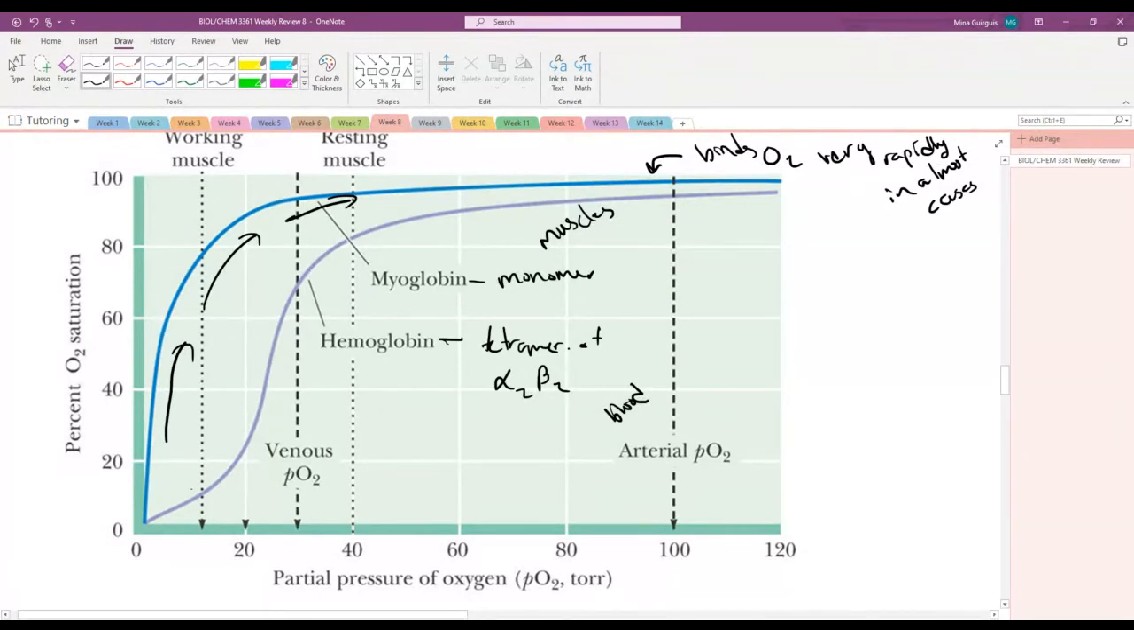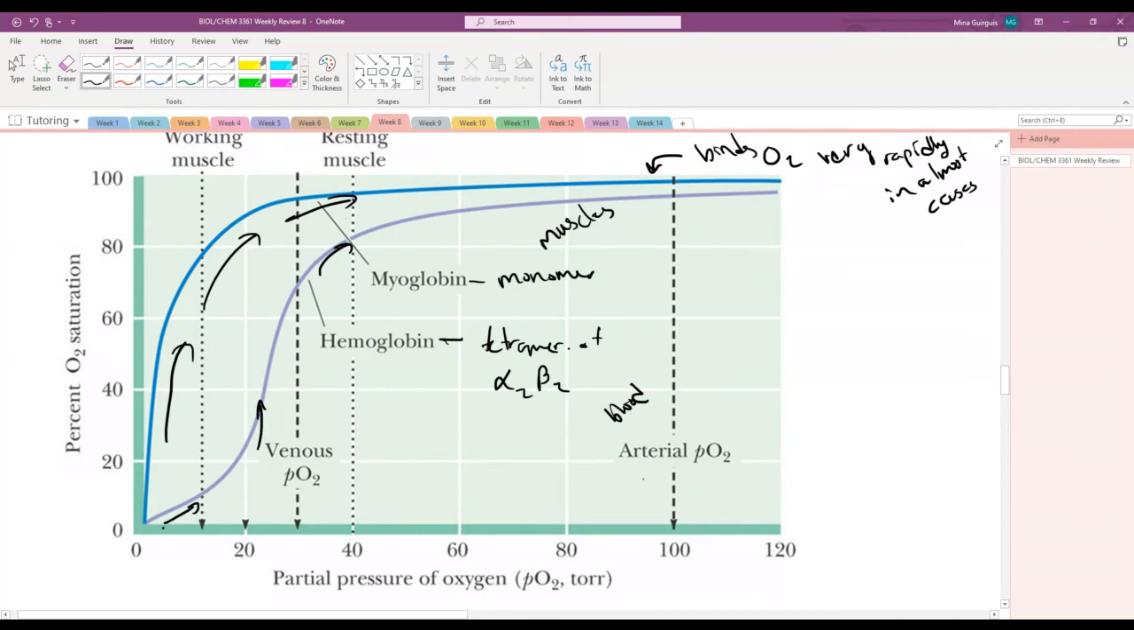Hemoglobin, on the other hand, shows that sigmoidal shape. This is that S shape that I was trying to draw. It starts off relatively flat, then it shoots up, and then it flattens again. That's the shape I was trying to draw that I think I did poorly. That's okay. So let's think about this. They label working muscle, resting muscle, venous pressure, and arterial pressure.